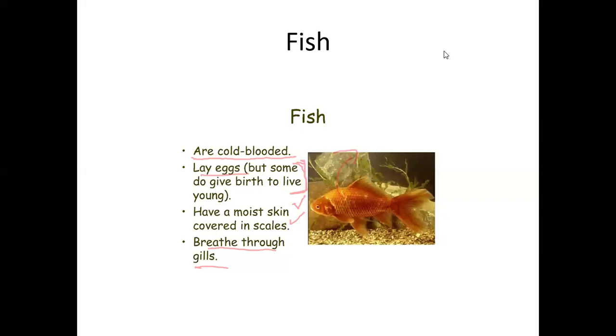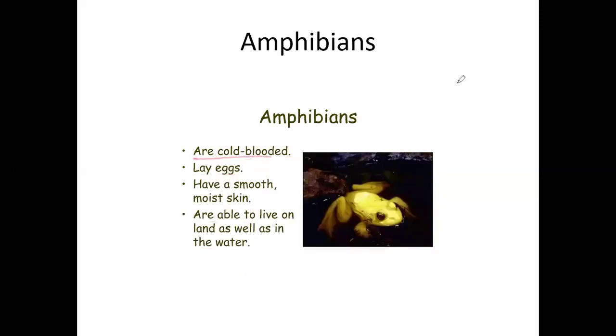Next are amphibians. Amphibians are also cold-blooded animals. They lay eggs and have smooth, moist skin, also very smooth and slippery. They are able to live on land as well as in water. Some of them live in water, but some live both on land and in water. Toad and frog can be examples of amphibians.